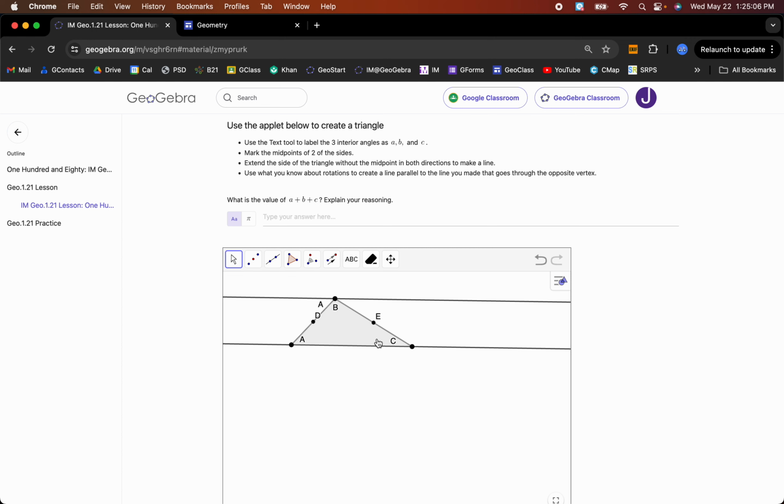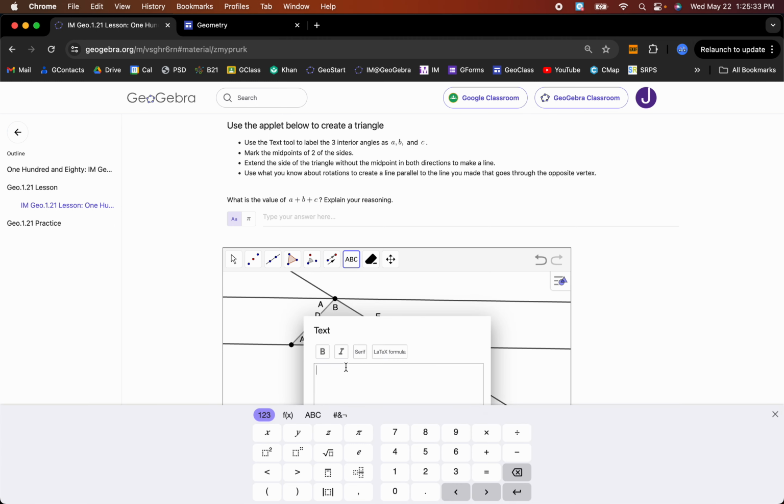Well, I can also look at this as a transversal, right? I can look at BC as a transversal also. And I can go, hey, look, this angle has to be the same as this angle because of alternate interior angles. So that means that angle C down here is the same as this angle in white right here. So I'm going to put a C right there.